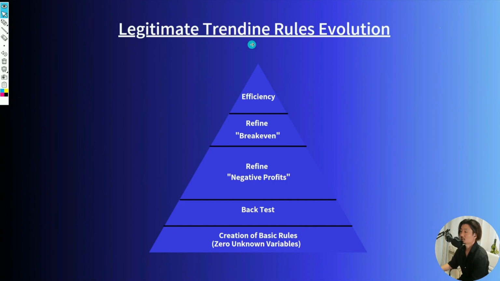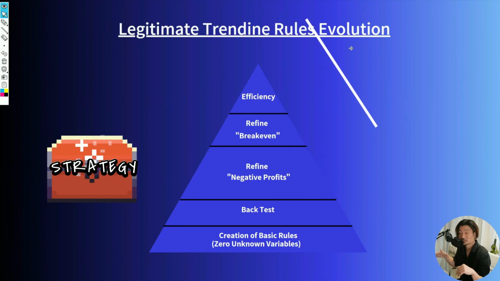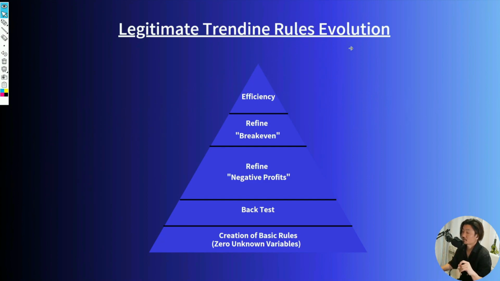All right, so legitimate trend line rules evolution. If you're going to use a trend line in your strategy, it's going to go through the same process as your strategy evolution as a whole, because the trend lines will be part of your strategy, right? So let's just go over this once more. In the very beginning, there's the creation of the basic rules, and there must be 0 unknown variables.